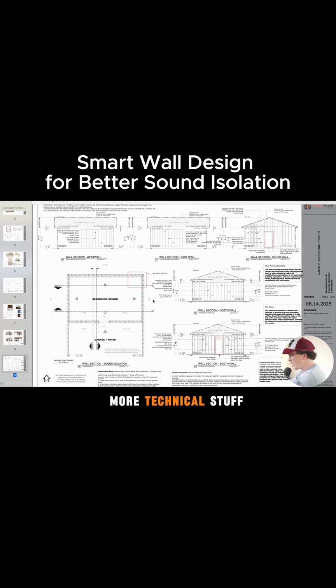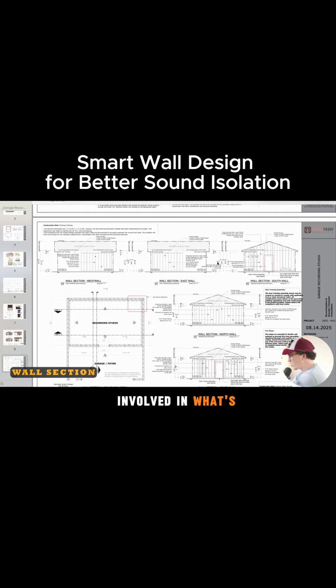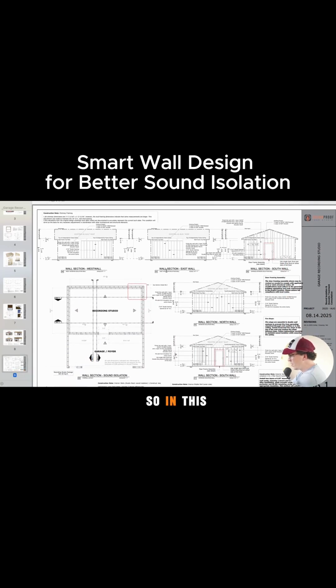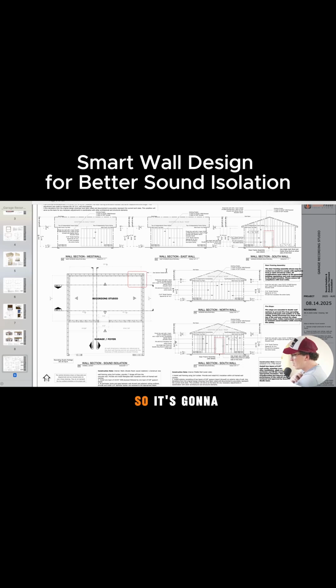So then you can see the more technical stuff down here. We've got our wall sections, just showing a little bit more detail involved in what's going on with the walls here. So in this design, we just did two layers. It's going to be 1/4 inch plywood and then 5/8 inch drywall on the inside all the way around.